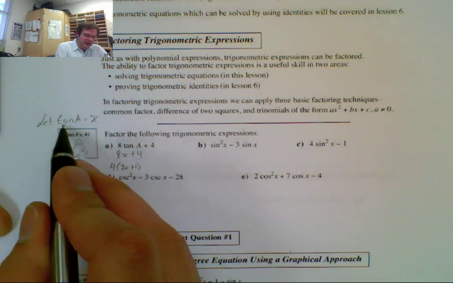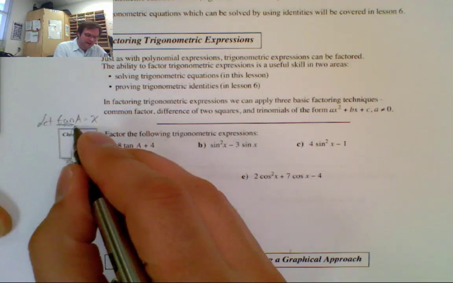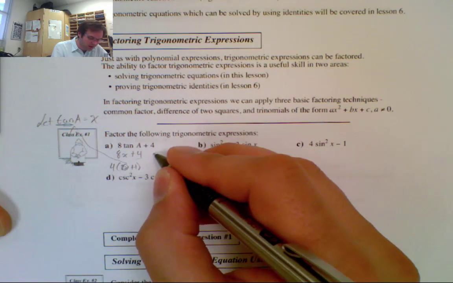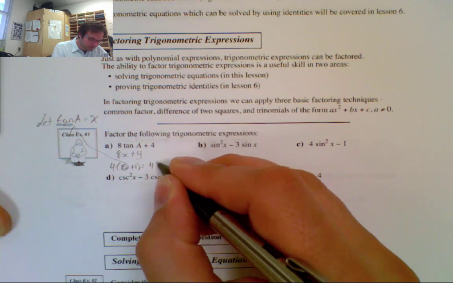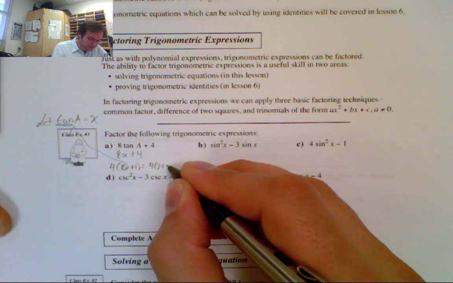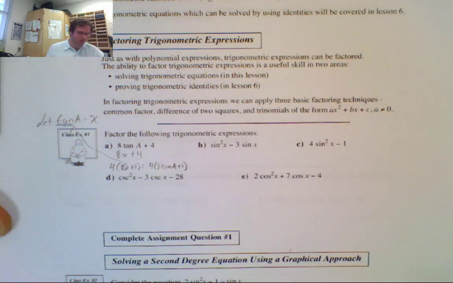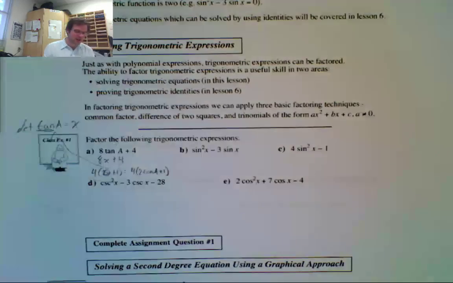Now we said x is tan A, so I'm going to substitute x with tan A back again. So this is going to give me the same thing as 4 times 2 tan A plus 1, all in brackets. Okay? So let's take a look at the second one here.